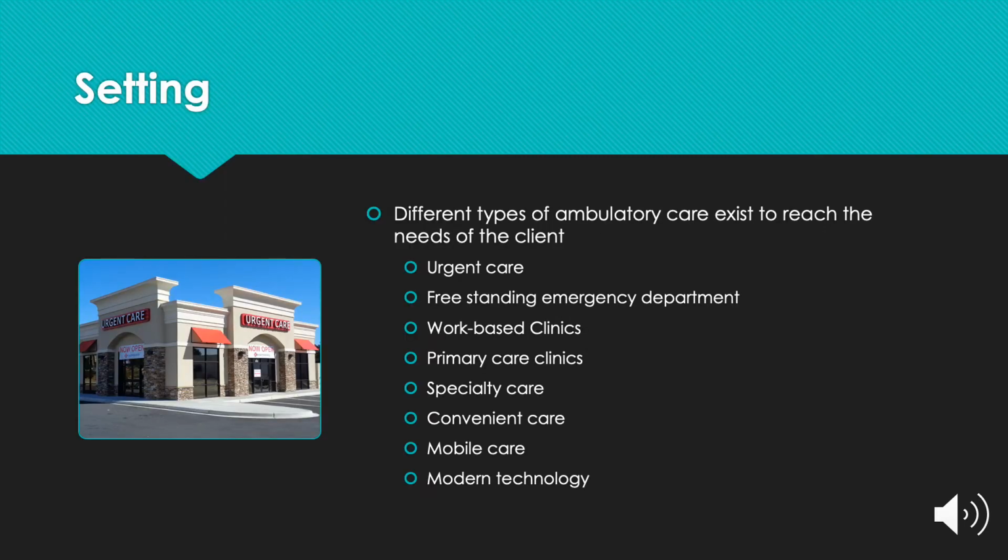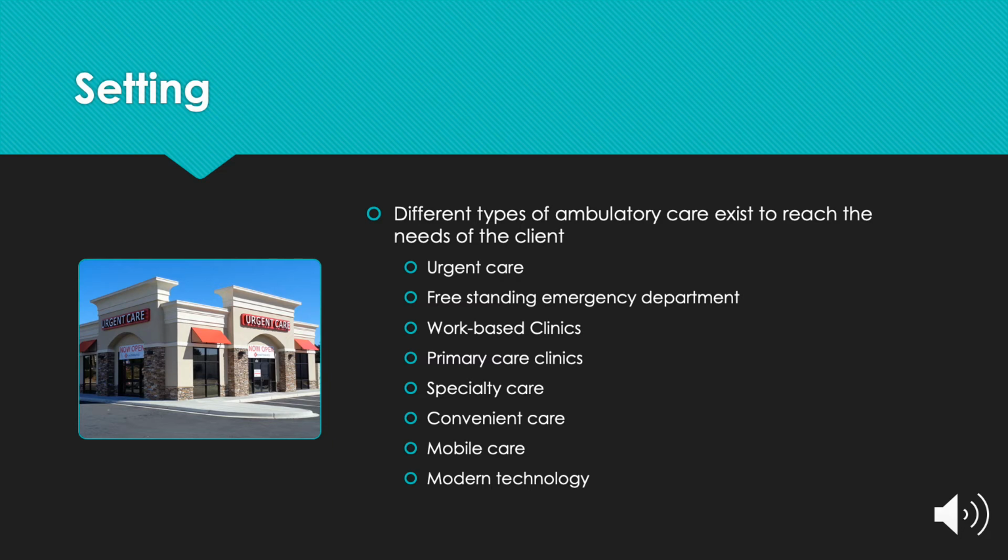So the setting that this type of ambulatory care can be seen is vast and is found over many different avenues. Examples of these avenues where ambulatory care is found are urgent care, freestanding emergency departments, work-based clinics, primary care clinics, specialty care, convenient care, mobile care, and modern technology. Most of us have seen an urgent care, as you can see through the photo. It's usually something that you can go to that's 24/7 or pretty much like that. Emergency departments are in the hospitals, and the work-based clinics and the primary care clinics we'll get to later.